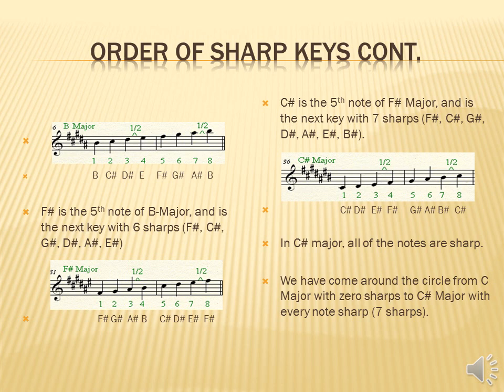In C sharp major, all of the notes are sharp. We have come around the circle from C major with 0 sharps to C sharp major with every note sharp. 7 sharps.